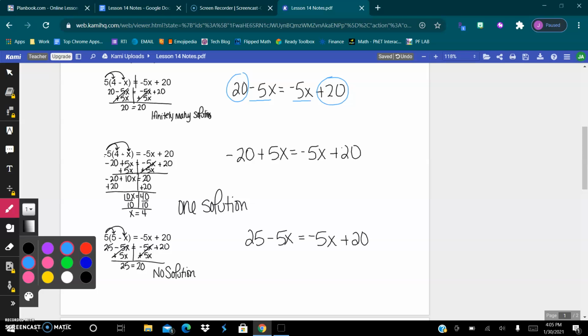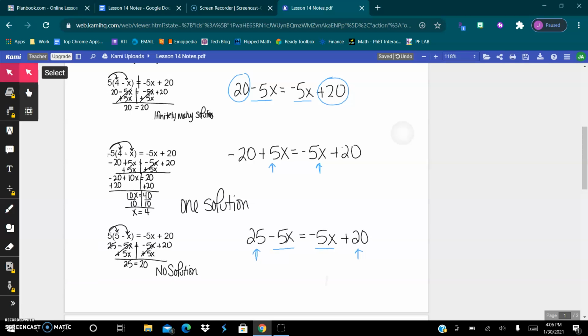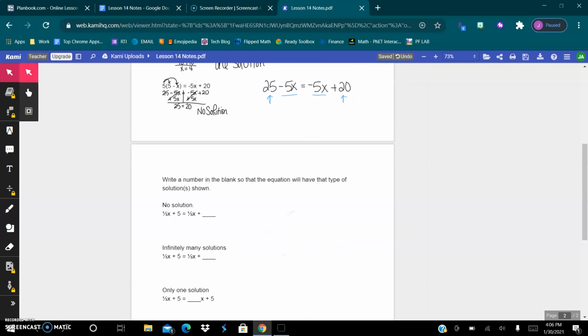Then when we had one solution, we had a positive 5x and a negative 5x. So we had different coefficients in front of the x's. And then when we had no solution, the x coefficients were the same, but the constants, the numbers, were different on both sides. So infinitely many, everything was the same. One solution, the coefficients in front of x were different. And then for no solution, the coefficients in front of x were the same, but the constants were different. So that's what we're kind of pointing out today.